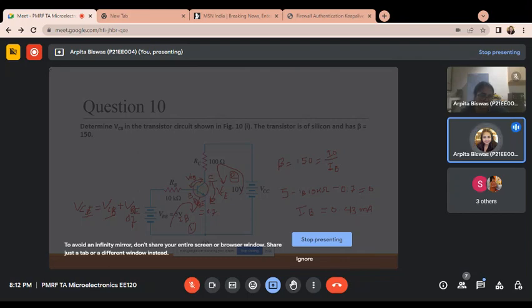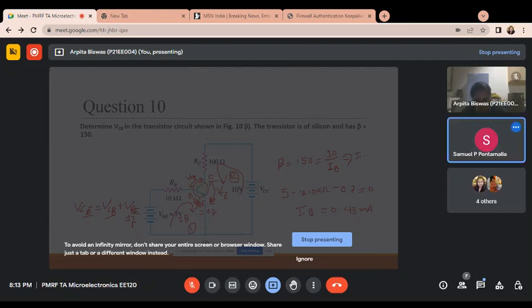5 minus 0.7, 4.3. Then it will be this side, 4.3 by 10 kilo ohm. Okay, madam, that is okay. Then what is the value of IC? Here beta is given. So IC you have to find out.